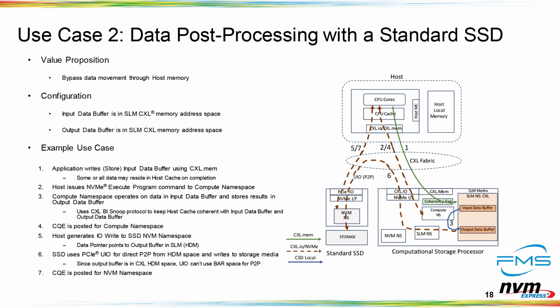Now that we have written that to the output data buffer, the host is going to issue an I/O write to the SSD NVM namespace. To the left, we've got an ordinary SSD. The data pointer is going to point to the output data buffer in our host addressable SLM in our CXL memory space. That write is going to read the data from our output data buffer, and using PCIe UIO, we'll do a peer-to-peer transfer and send the data from the SLM over to the SSD, write it into the persistent media of that SSD, and then send a completion back to the host.